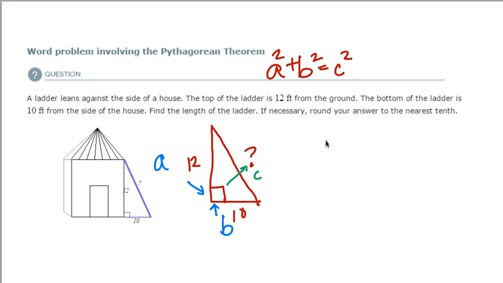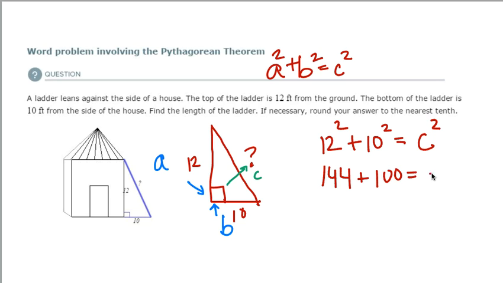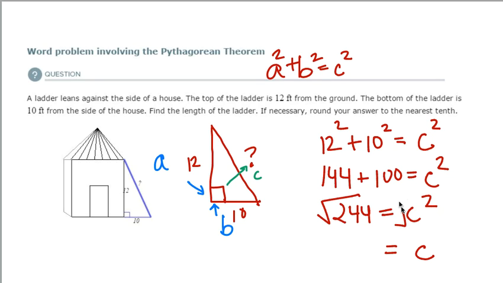So all I'm going to do is my 12 and my 10 are the a and the b. The order does not matter. So I get 12 squared plus 10 squared equals c squared. Start working out my calculations, and I get 244 equals c squared. I don't want c squared, I want c. So I've got to find the square root of each of these.